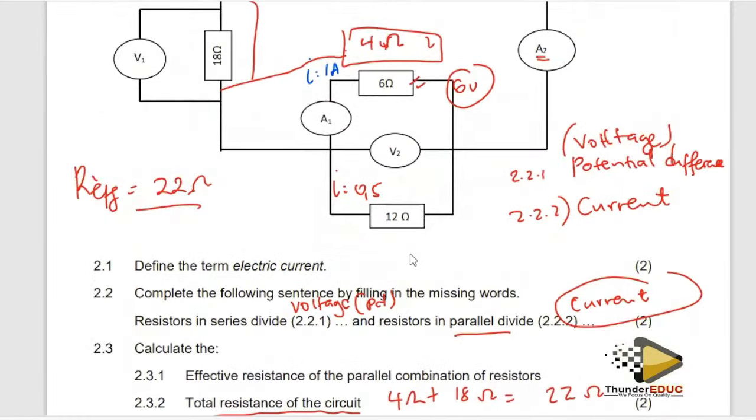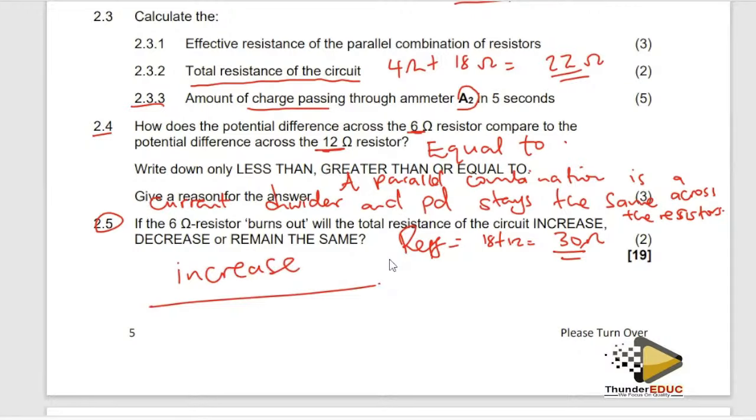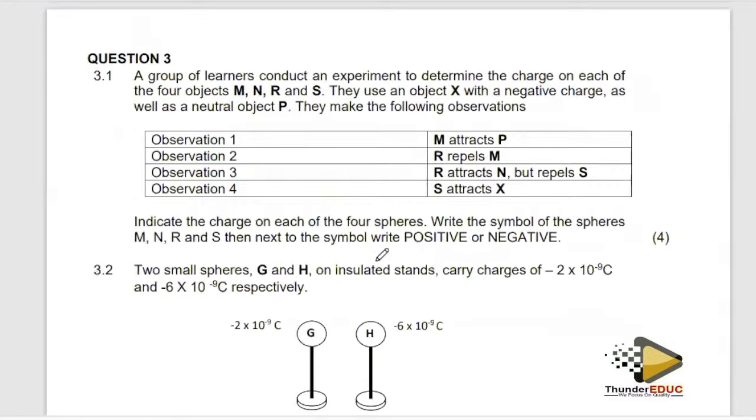Okay, so if this is out, no longer there, the current will have just one route to flow through, and it will take this route. That makes the 18 ohms and the 12 ohms be in series. So our effective resistance in that case will be 18 plus 12, which is 30 ohms. Now they're asking whether the total resistance of the circuit will increase or decrease. You can see that this 30 is way bigger than the 22, so the answer is just going to be increase. That is 2.5.